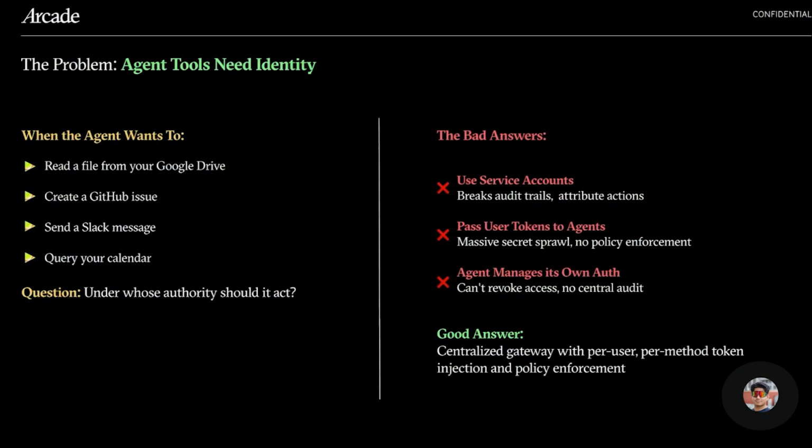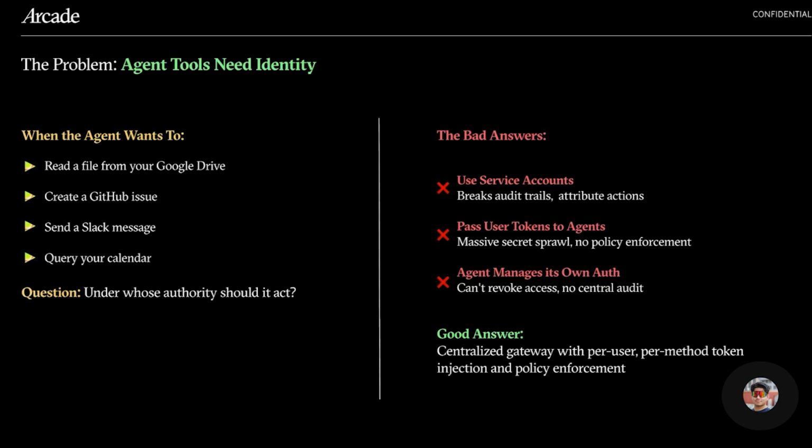Now, the core problem here is that agents, and AI agents specifically, need to use tools, right? It needs to read a file from your Google Drive or create a GitHub issue or send a Slack message. But it needs an identity to do that with, right? So the question here is, under whose authority should it act? With OAuth, we created OAuth 1, OAuth 2.0, and OAuth 2.1, this idea of delegated authorization. And as we were building out MCP and tool calling and all these things, we had a lot of bad answers to under whose authority should it act.